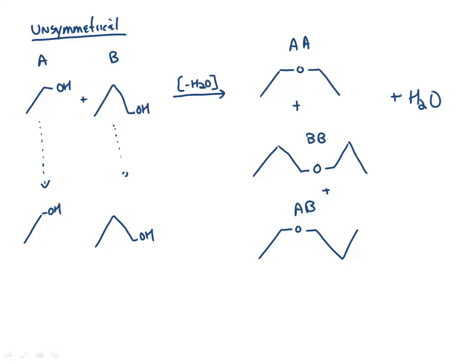Okay, so if I have symmetrical reactants, I get one product, right? If I have unsymmetrical reactants, I get three or more, right? Three, really, in this case. Okay, if I do a secondary alcohol, this is kind of going back to more stuff we're familiar with.